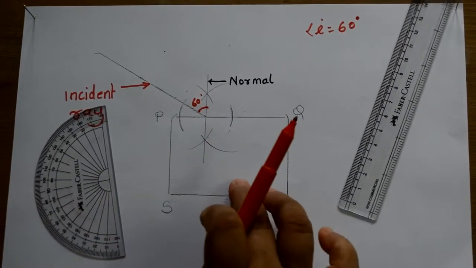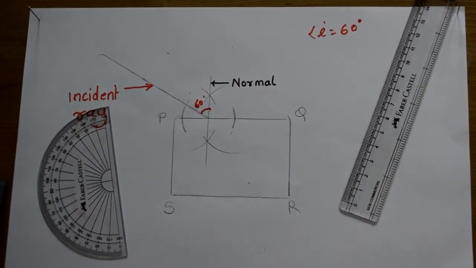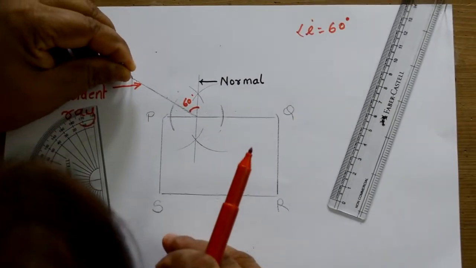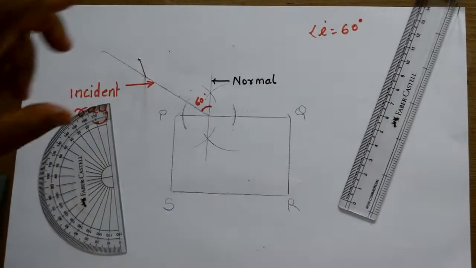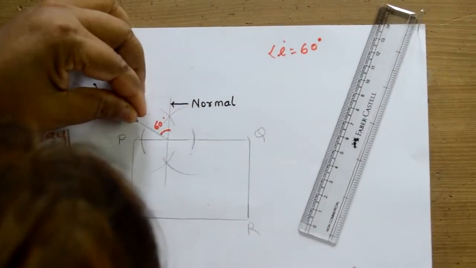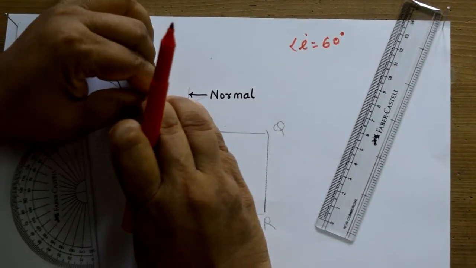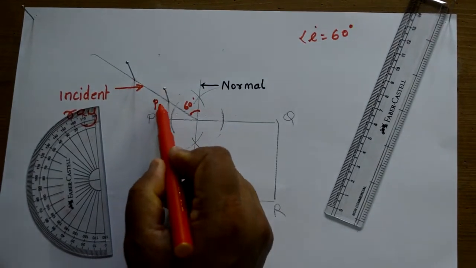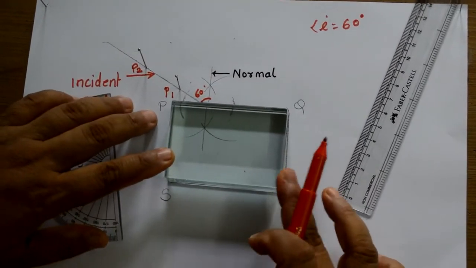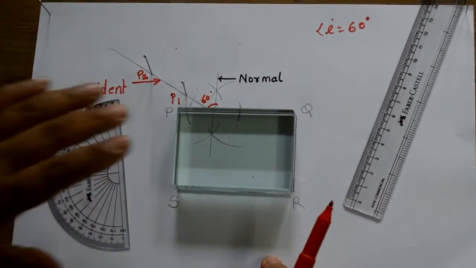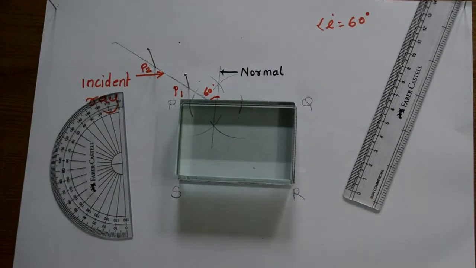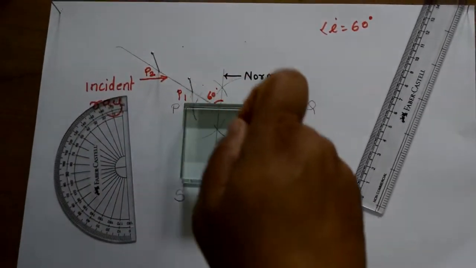Normal is drawn. I will be placing the glass slab. Before that I will be fixing the pins on the incident ray exactly in the line, and label them as pin 1 and pin 2. Now keep the glass slab on its place and visualize from this side and fix pin 3 and pin 4 in such a way that the pin 3 and pin 4 lie in line of pin 1, pin 2.